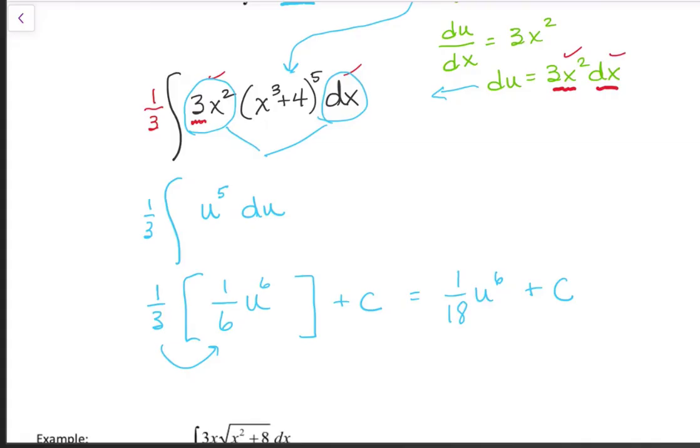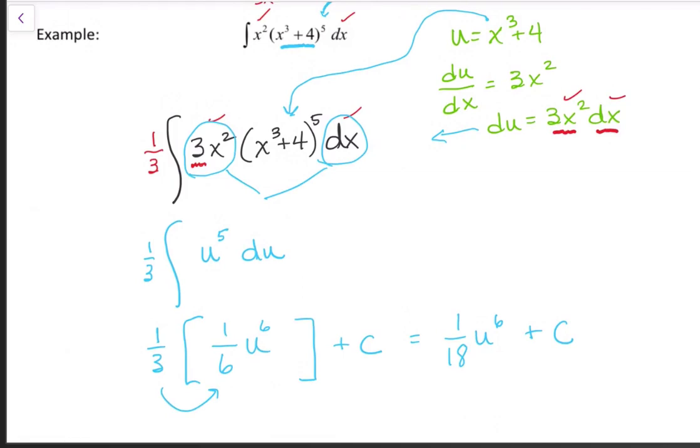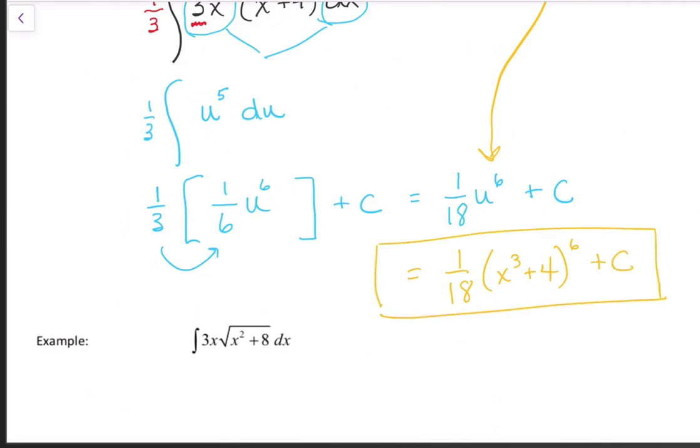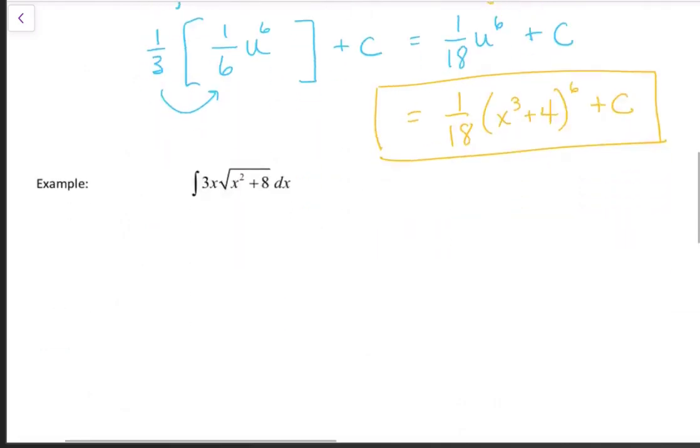So last step, we need to put what u was back in the problem. So remember up here, u was this x cubed plus 4. So that's got to go back in here for my final answer. So I'm going to have, for my final answer, 1/18 x cubed plus 4 raised to the 6th power plus c. So even if our integrand doesn't have exactly what we want, it's fairly simple to get what we do want. Let's take a look at another example.